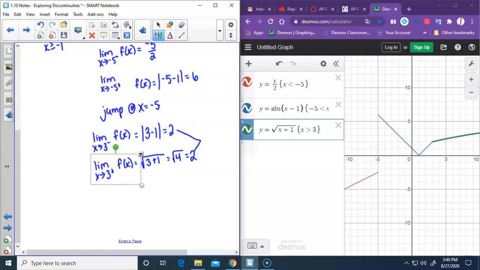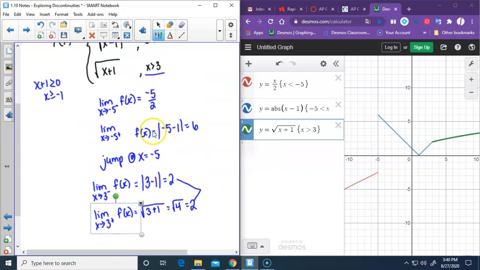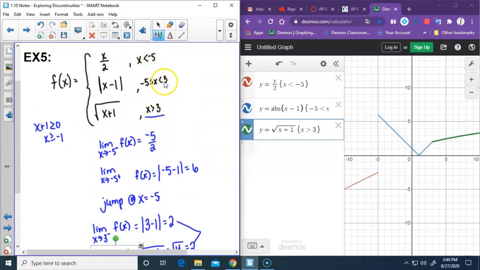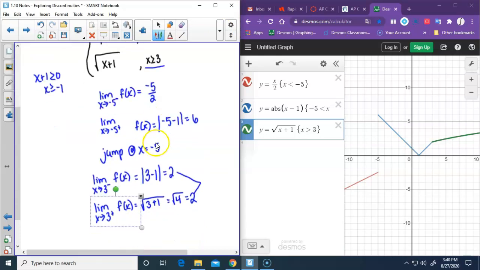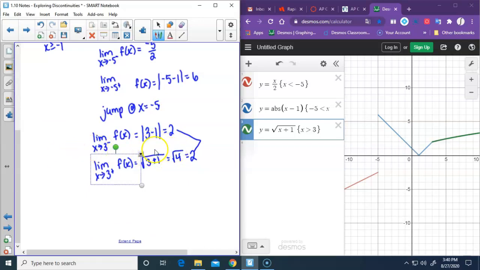We also would need to check to make sure that that function value is defined. It actually is not. I didn't really mean for that to happen on this problem. Let's put an or equal to right here so that we have an open circle and a closed circle that fill each other in. And so it would be continuous here. So our only discontinuity for this one would be that jump at x equals -5.